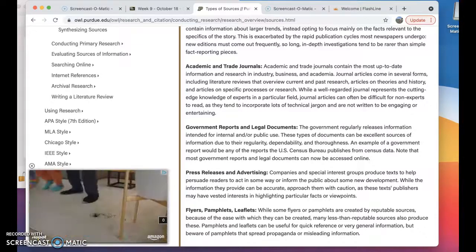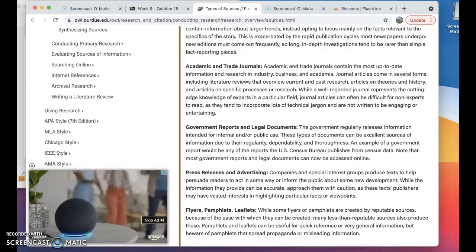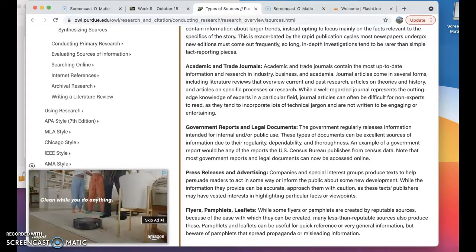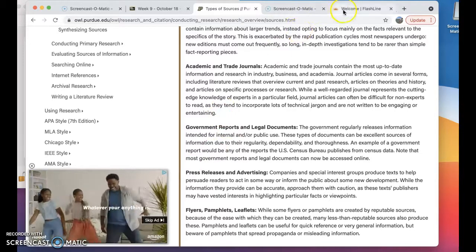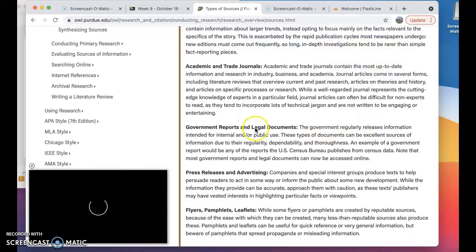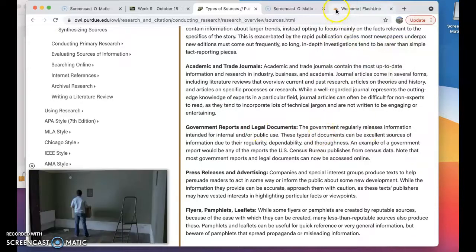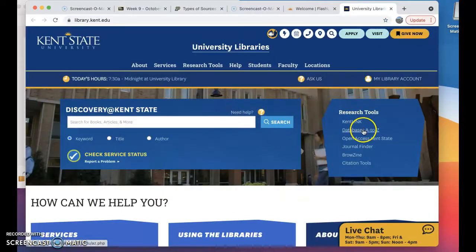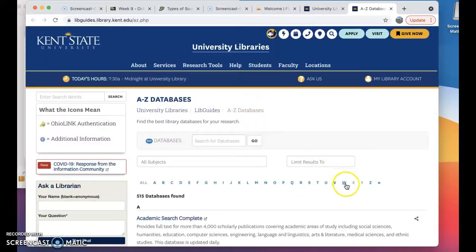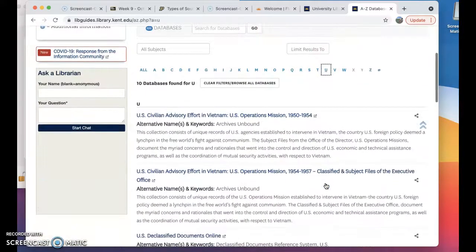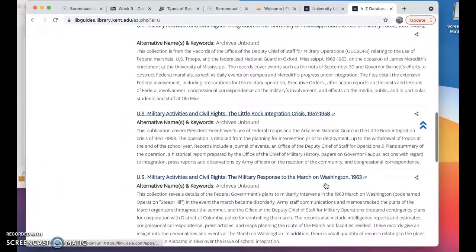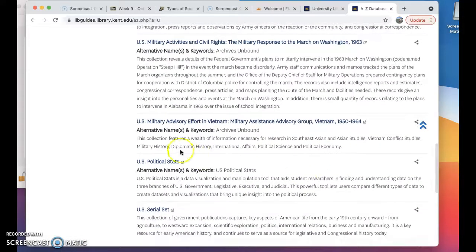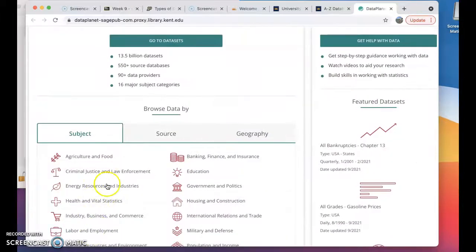Hi, I picked government reports and legal documents for the research assignment. The first thing I did to find information about the government and the documents and all that is I went to Flashline and I went to the library icon and I clicked on databases A to Z. I scrolled down and I found US Political Stats.